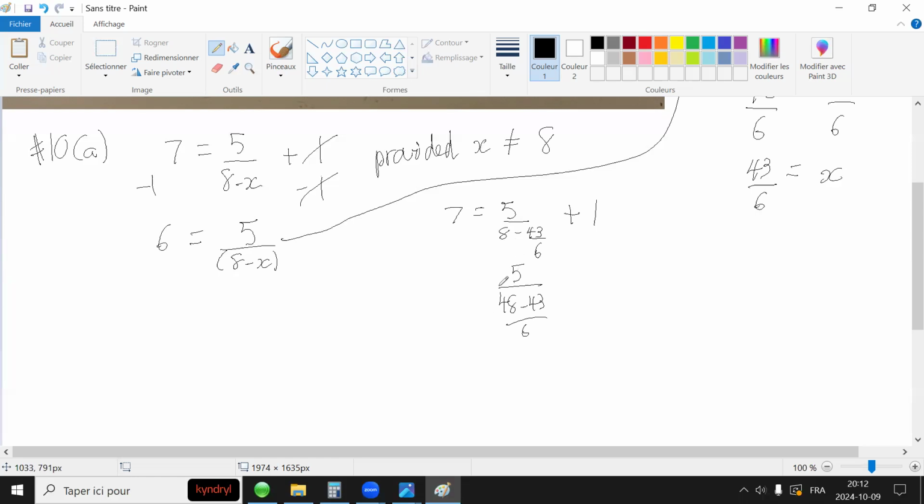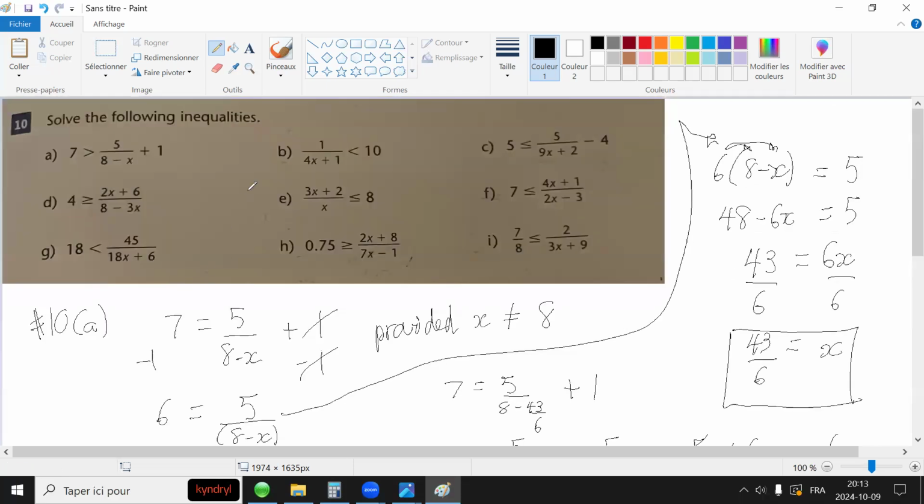So this gives me 5. So I'd have 5 divided by 5 over 6. So basically it's the same thing as 5 multiplied by the opposite, like that. And then I'd have 6. So 6 plus 1 equals 7. So that's my proof that x would have to equal 43 over 6, even though it doesn't give me one of those beautiful integers, it's still the answer.